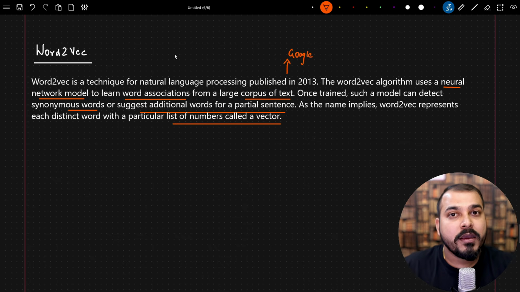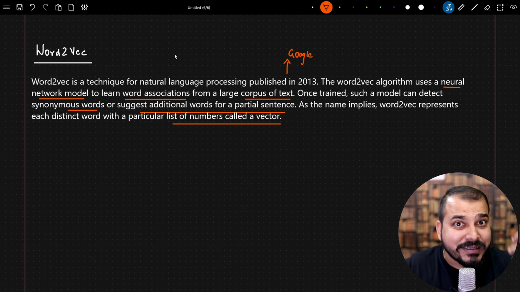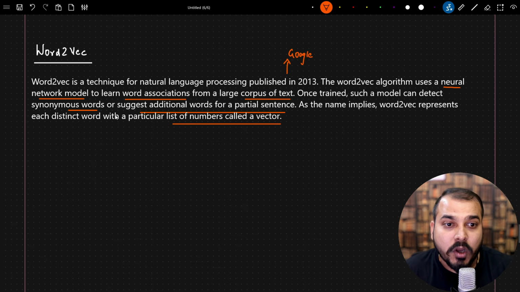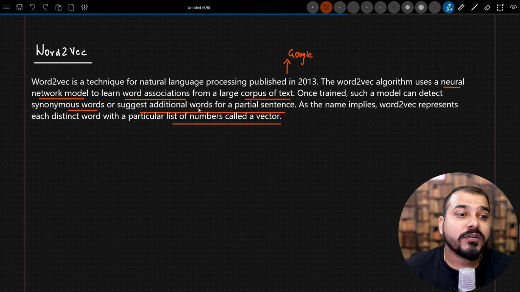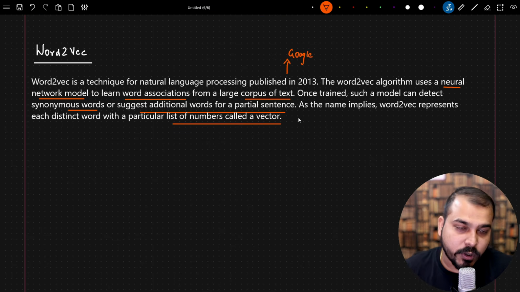So at the end of the day, we are converting a word into vectors, but this vector will have many things. It will be able to detect synonym words, or it will also be able to suggest additional words for a partial sentence. Okay. Now let's understand what exactly this is.